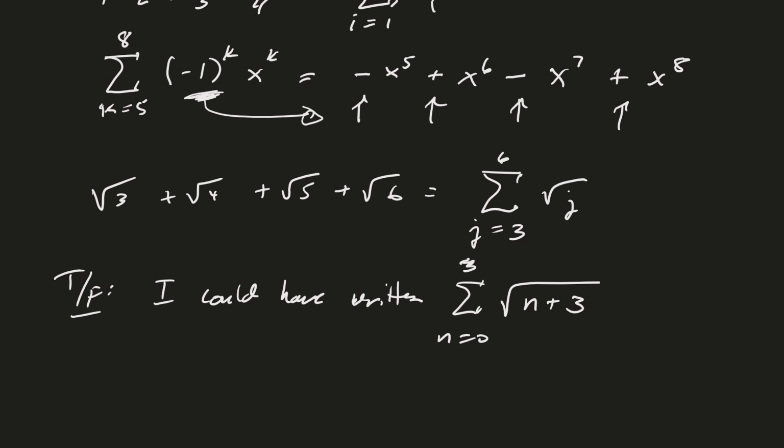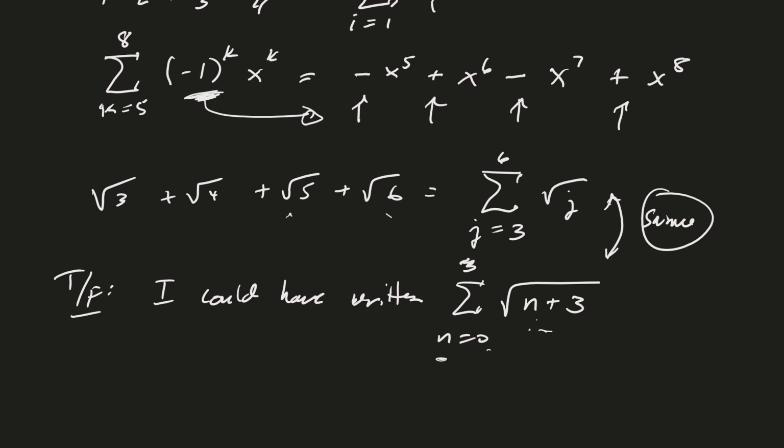So when n is equal to 0, I have the square root of 3. When n equals 1, I have the square root of 4. When n equals 2, I have the square root of 5. When n equals 3, I've got the square root of 6. So that would work. And so notice that these are the same. They look very different because they're using a different index and a different formula, but once you've expanded the formula, they're identical.